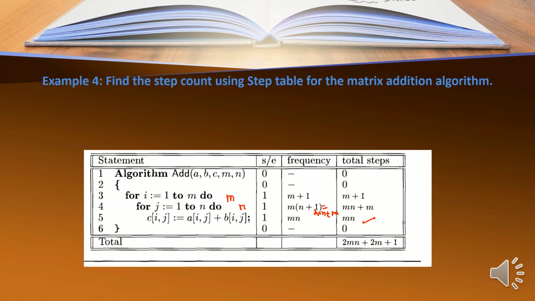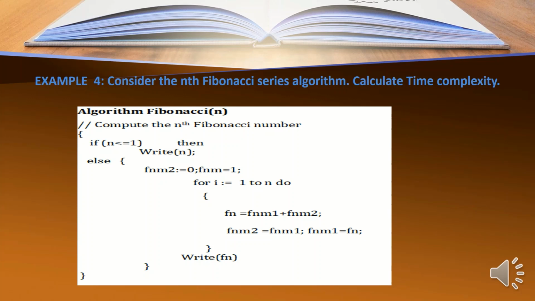Now we'll consider another example, that is the nth Fibonacci series algorithm, and the aim is to calculate time complexity, that is step count. Here the nth Fibonacci number can be calculated using the n minus 1th number and the n minus 2th number. This is the formula: the nth number is calculated as n minus 1 plus n minus 2.